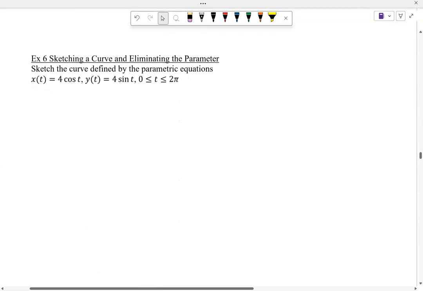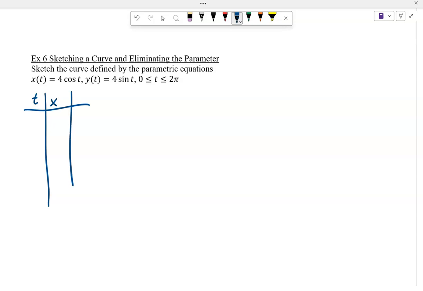All right, let's do a little more parametric equations. We got some trig here. And so I'm going to go between 0 and 2 pi, it looks like. So t, x here, let's go 0, pi over 6, let's go pi over 2, 2 pi over 3, 5 pi over 6. Let's go pi. And then we'll keep going after that.